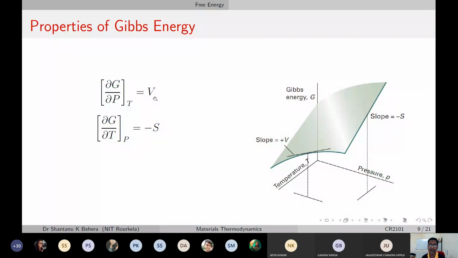All right. And much the same way, if you look at the other one, you keep pressure constant, and you'd like to see how the Gibbs energy changes with changing temperature. That would mean this is the pressure axis, and at one pressure you pick this point. This is the pressure at which you want to see the change of Gibbs energy, and at that pressure, the changing temperature line would be this.